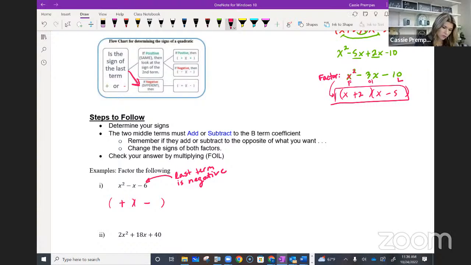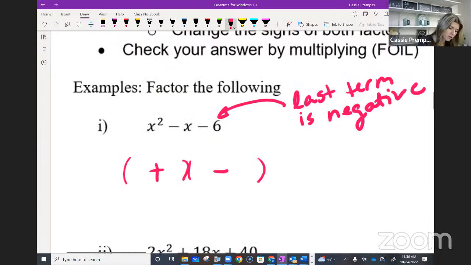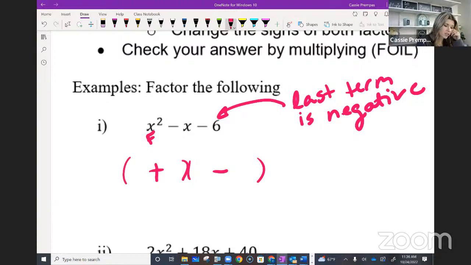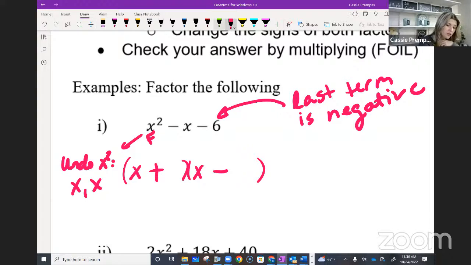There's some error to this strategy, but we know it's going to be plus and minus. The next thing we do is we undo the F in FOIL. So go to the F and let's talk about undoing x squared. What times what would give us x squared? X times x, right? So you're going to put that here and you're going to put that here. Then you undo the L. Don't worry about the sign. We already put a plus and minus in. So we're just going to undo 6. 2 and 3.